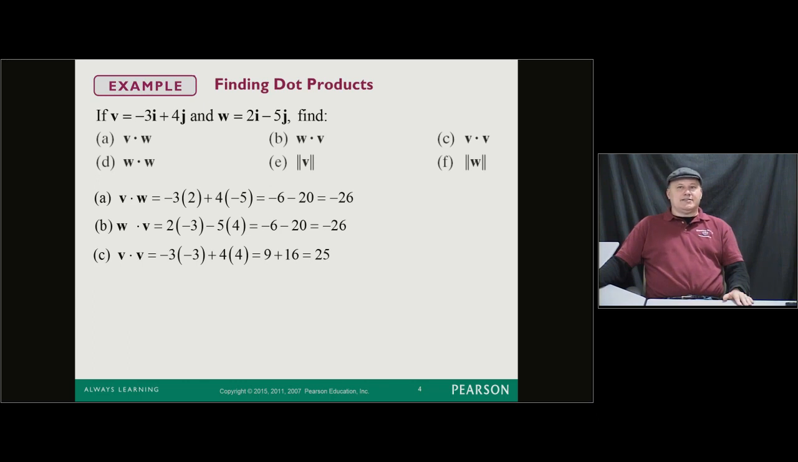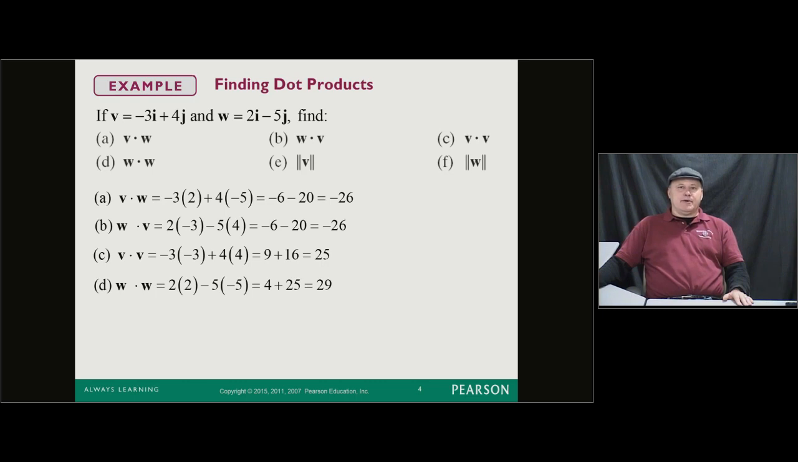So it's negative 3 times negative 3, and then 4 times 4, because that's the y component. Negative 3 times negative 3 is 9, and 4 times 4 is 16. So it's 25.